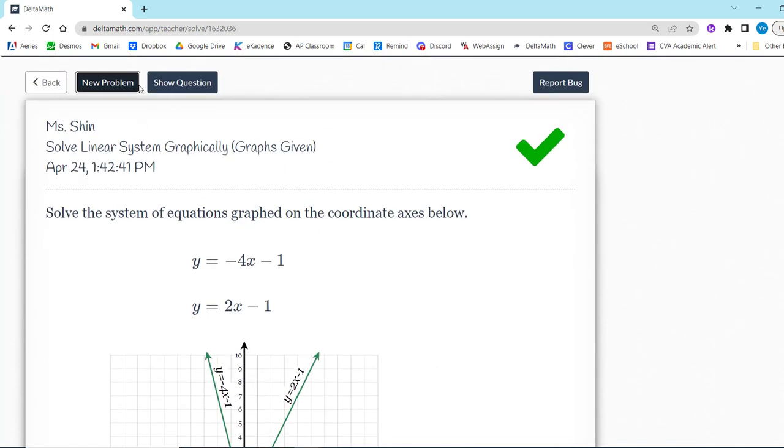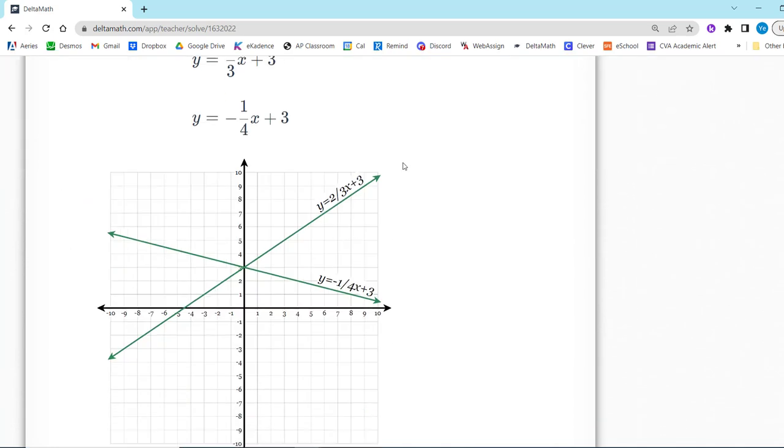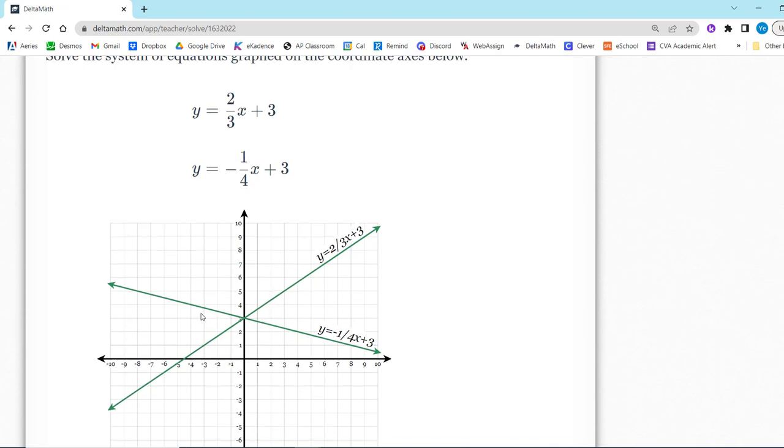Okay. Let me do a new one. Now, what about in this case? Notice how the lines definitely cross. Where do they cross at? At 0, comma 3. And that should be our answer.